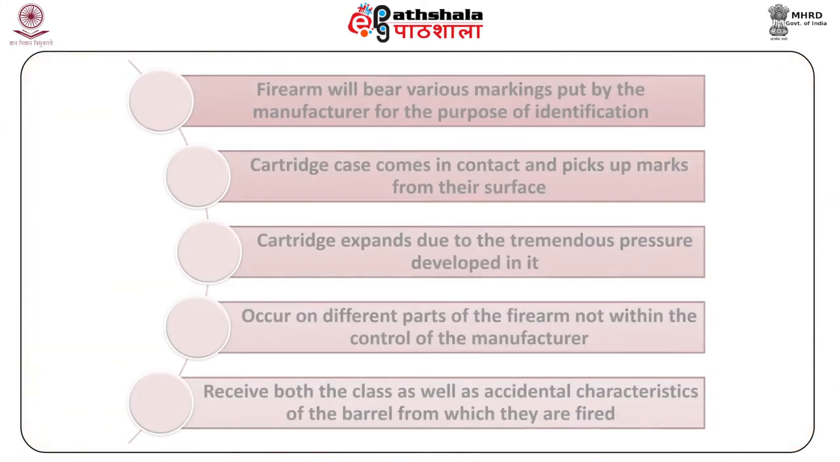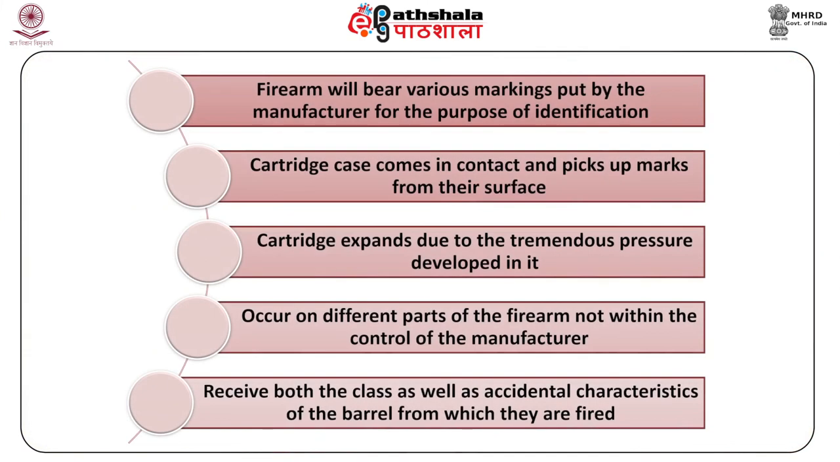Summary. A firearm which is manufactured in a factory will bear various markings put by the manufacturer for the purpose of identification, like serial number, maker's name, caliber, number of lands and grooves, etc. These markings are called class characteristics. The cartridge case comes in contact with the firing pin and the breech face of the breech block and picks up marks from their surface.